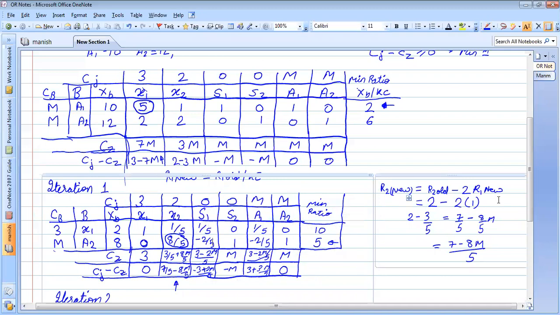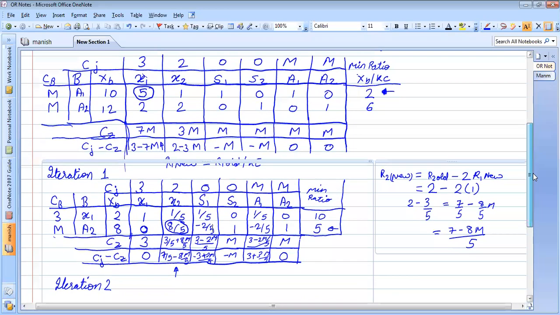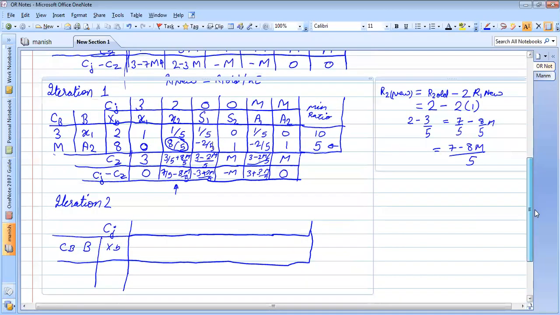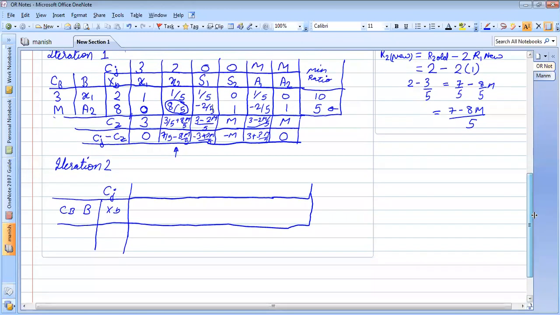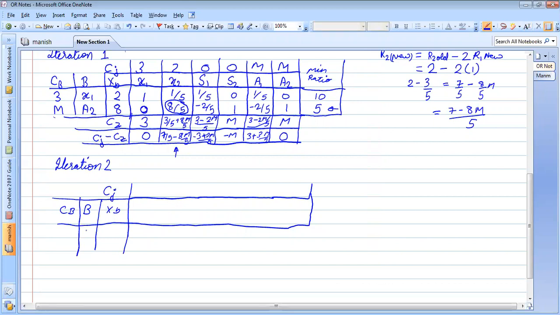Students, any doubts up to this point? No, sir. Okay. Then again we have to calculate iteration 2. For iteration 2, again we will copy the same things: XB, B, CB, and here now B will become X1 and A2 is replaced by X2. So it will become X1, X2. Okay. So the coefficients will be 3, 2.